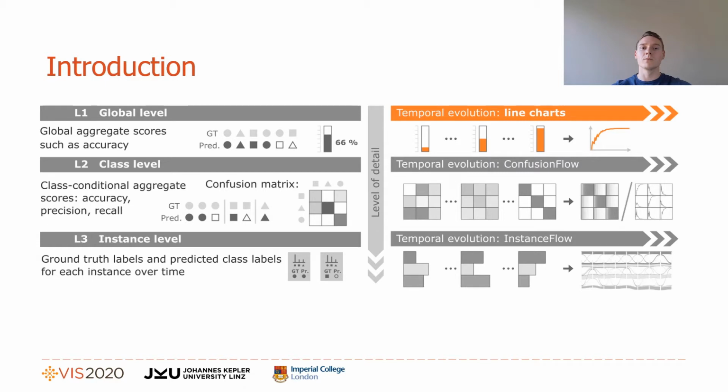When training modern machine learning classifiers, such as neural networks, we often rely on the progressive improvement of specific metrics, for example, classification accuracy, recall, or precision. The most common way of visualizing this progression on a global level are simple line charts. But for specific tasks, such as multi-class classification, these are prone to hide important factors such as inner-class confusion and instance-level details.